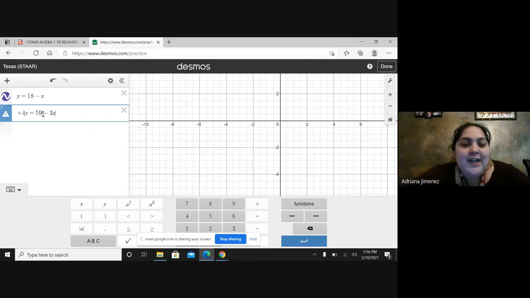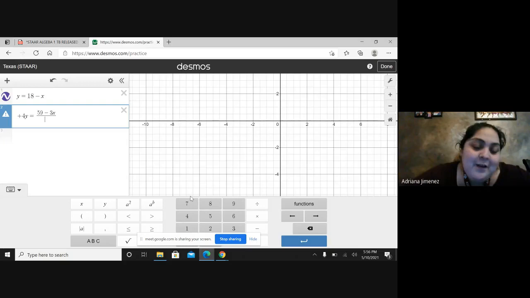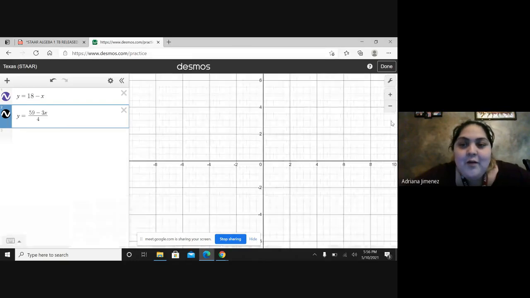Okay, it changes the sign. I still get an exclamation point because I have a number in front of the y. So I highlight that, hit the division key, and I'm going to divide by that number in front of the y, which was 4. Now I erase it from here with the home button.